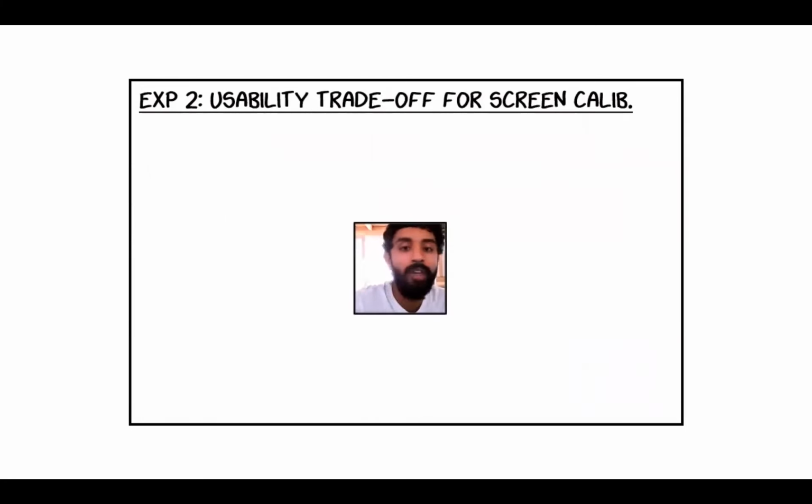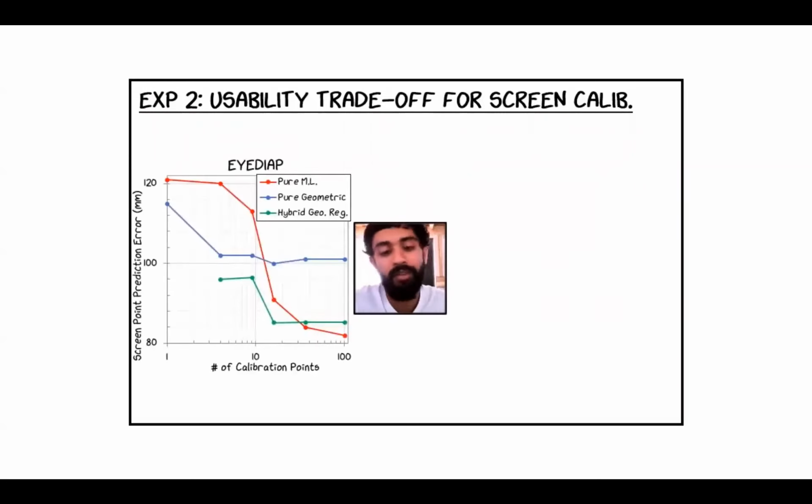In order to better study the usability trade-off for screen calibration methods, we can plot the learning curves of these methods. For example, here for the IDApp dataset, we see that when a very low number of calibration points are present, the machine learning method performs the worst, and the geometric method performs better than it. However, at some point, when enough calibration points become available, the machine learning method's performance dramatically improves, while the geometric method performance stagnates. The hybrid method performs better than the geometric and the machine learning method when medium to low calibration points are present. Only when calibration points become really abundant, the performance of the machine learning method becomes better.